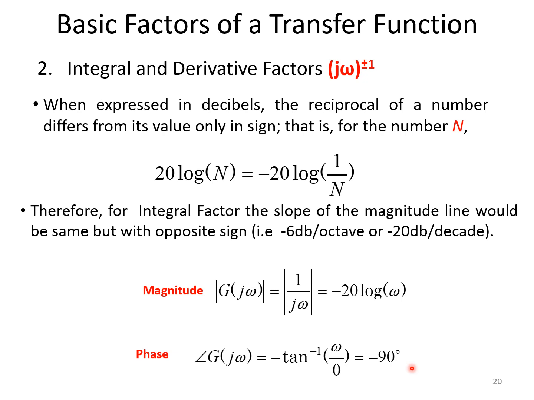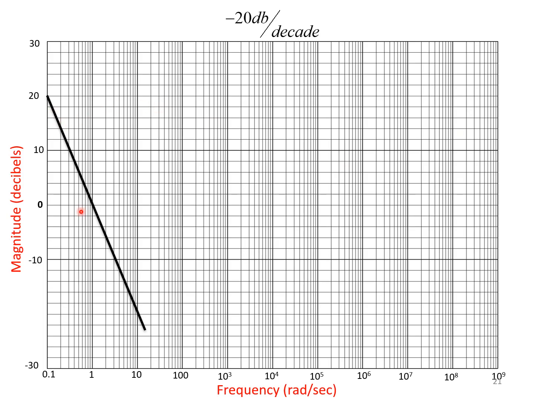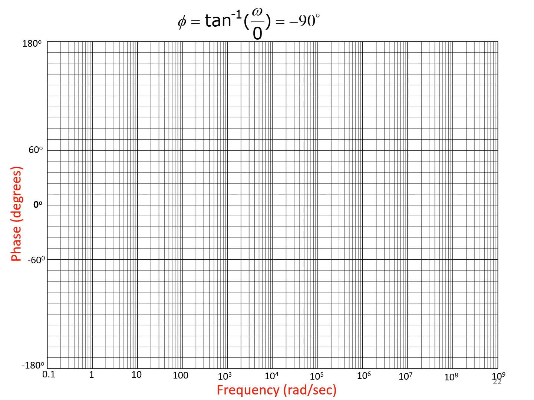So in the previous slide you saw that the phase angle for a derivative factor is plus 90 degrees and the magnitude was 20 log of omega. But for an integral factor it is minus 20 log of omega and minus 90 degrees. And this is how the slope goes for an integral factor, which is represented as minus 20 decibels per decade. Please observe here, from this point to this point, this is the slope which is extended. And the phase value is taken as minus 90 degrees, so it is represented here with a straight line. This is about integral and derivative factors.